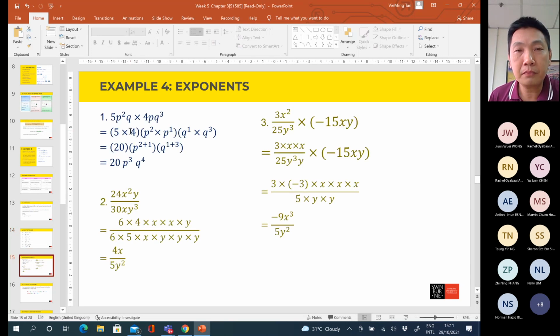First question is 5 multiply p power 2 multiply q power 1 multiply 4 multiply p power 1 multiply q power 3. Now you're asked to simplify this algebraic expression. How? What you can do is you multiply apple with apple, orange with orange, and then number with number. So let's try.